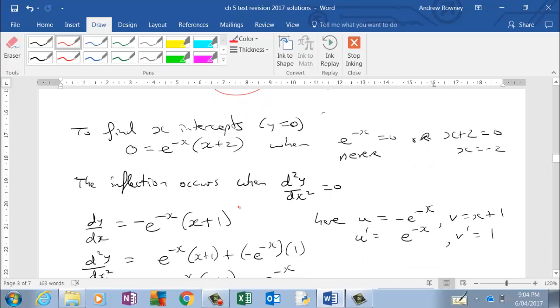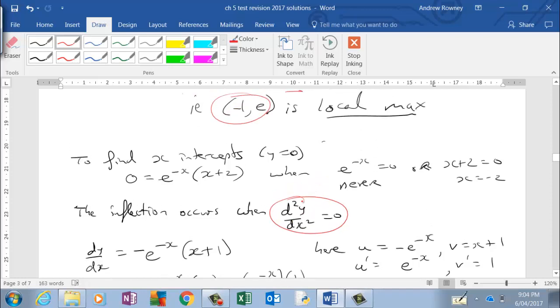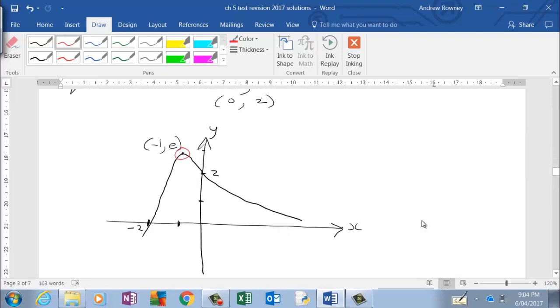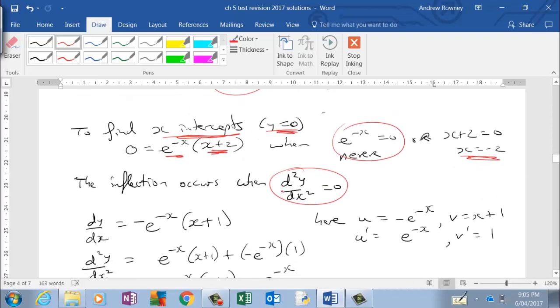Now we have to find the inflections. That's where it changes shape. Inflection occurs when the second derivative is 0. Just before I do that, the x-intercepts here, the x-intercepts is when y is 0. Put y as 0 and solve that. So either that's 0 or that's 0. That can never happen, so it's when x is minus 2. So you can see the x-intercept down here is minus 2. Now we're trying to find this inflection, this point here. That comes from the second derivative being 0.